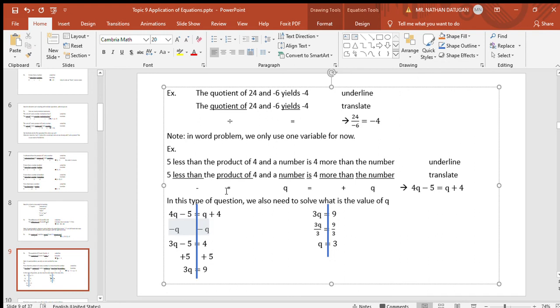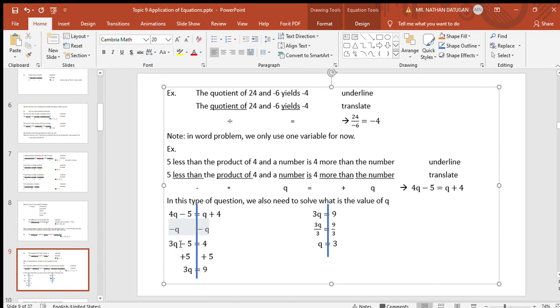We move the smaller variable. In this case, which one's the smaller variable? Q is our smaller variable. Q minus Q, 4Q minus Q. So subtract. Q minus Q is 0, so we're left with 4. 4Q minus Q is 3Q minus 5. We just bring down minus 5. Now we have 3Q minus 5 equals 4.